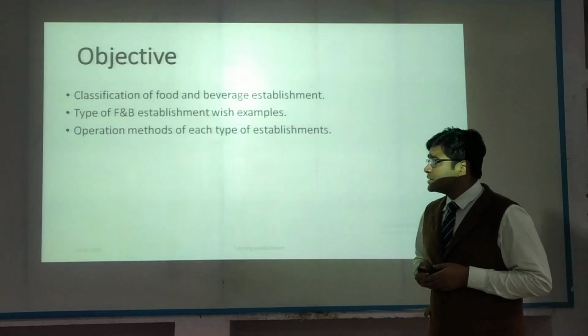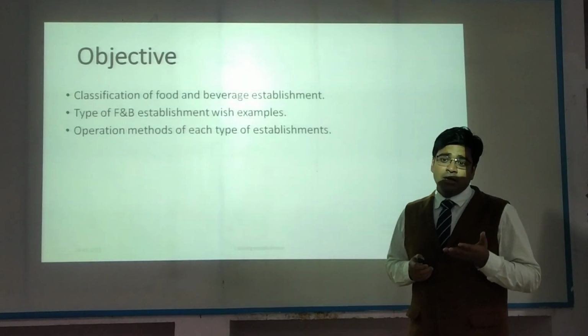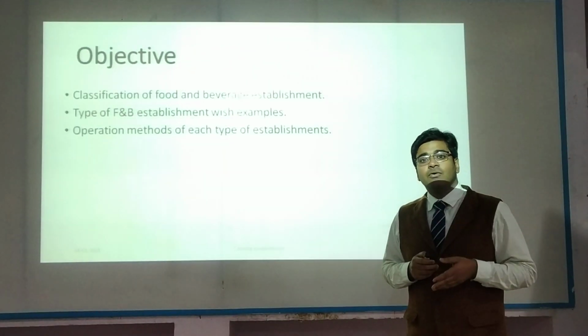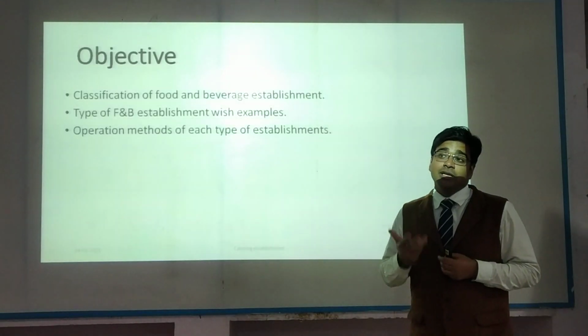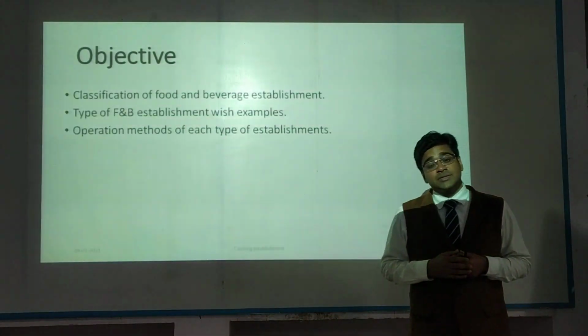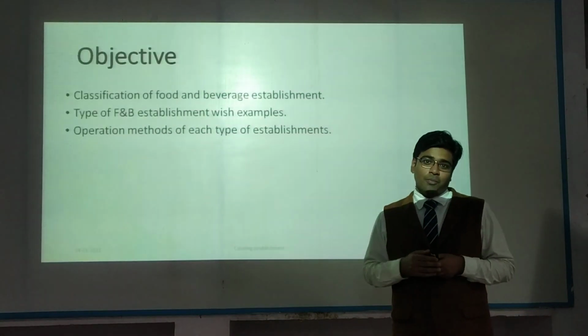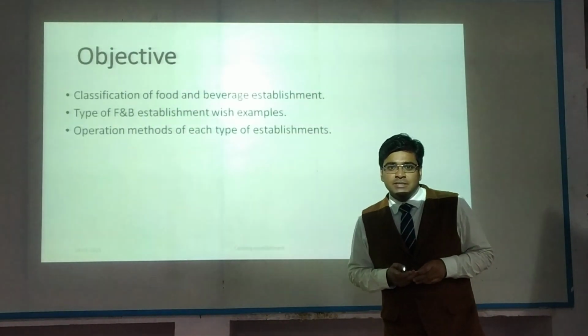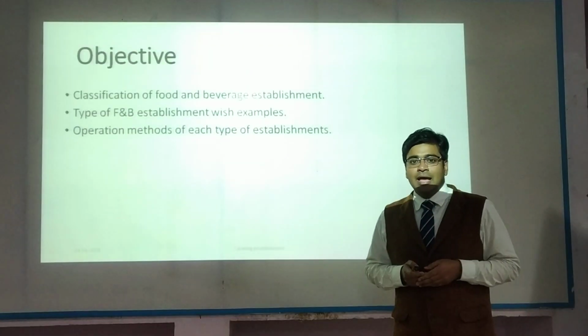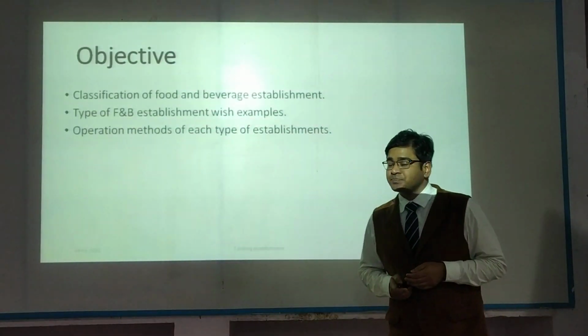Followed by the next one is the operation type, which means what is the operation process and system for each and every establishment, how they operate. Generally, the way a bar operates, obviously the way a restaurant will not operate. So those are the systems we'll learn in a nutshell. So please, people, just be ready and we'll start with the topic.